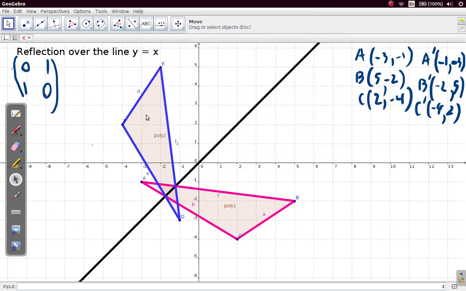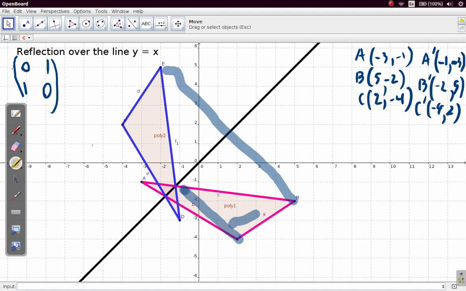Okay, so there we have it. The pink triangle is reflected over the line y = x to the blue triangle, and you can see that this point reflects over and comes right here. I'm trying to make my lines straight. This point is reflected over and comes here. This point is reflected over and comes here, right? Oh no, this point is reflected and comes here, right?